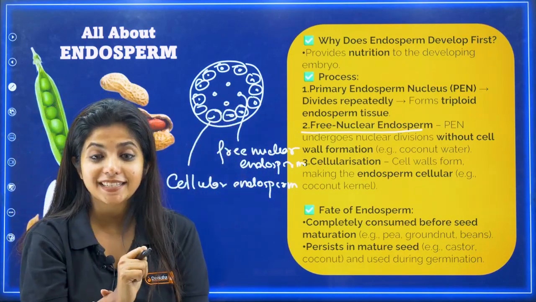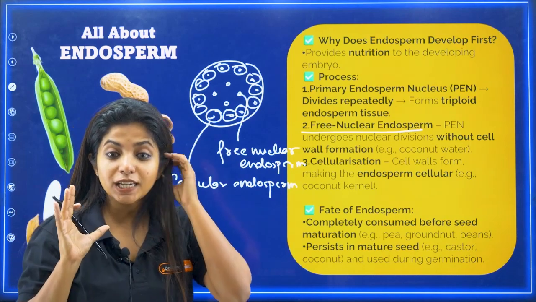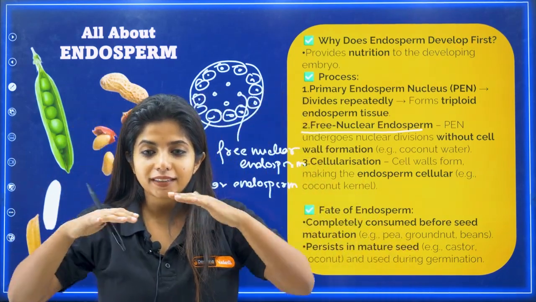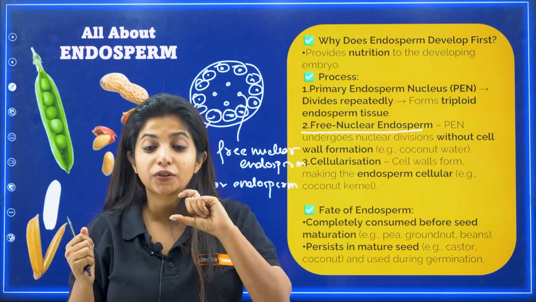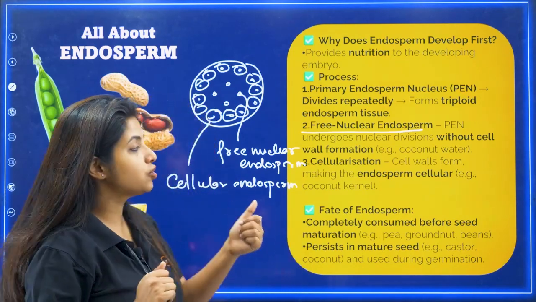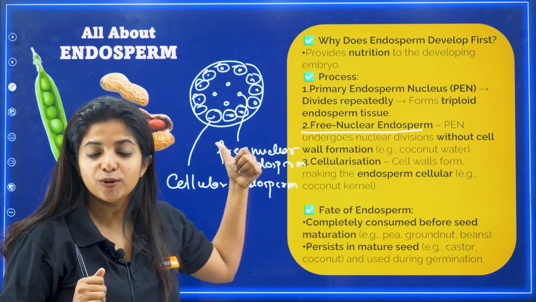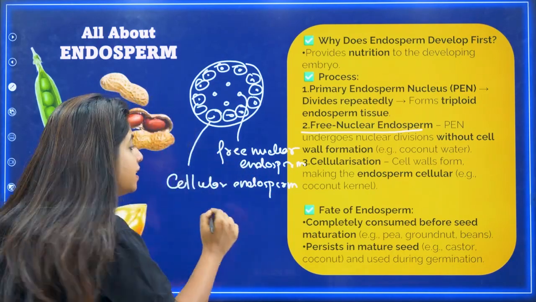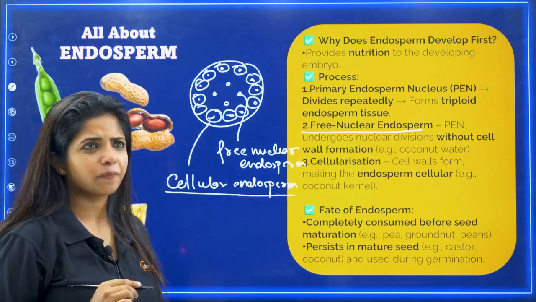Where can you exactly see this? In coconut. If you have seen a coconut, if you have broken it ever, you would find there is water inside the coconut that you drink, right? The coconut water that is there. What is it actually? It is just the free nuclear endosperm. And the white thing that you eat, what is that? That is the cellular endosperm.